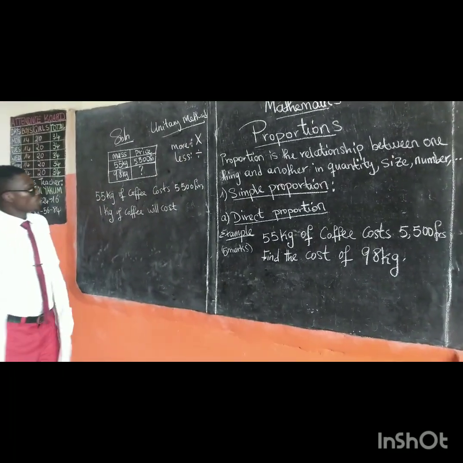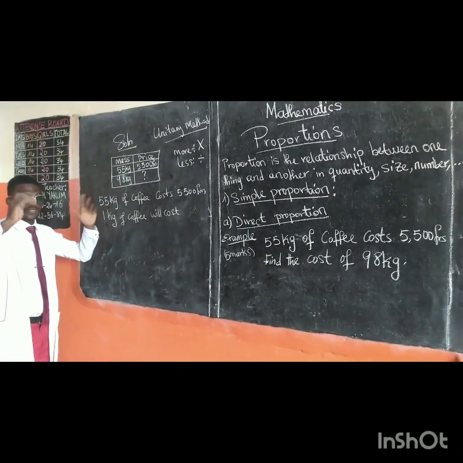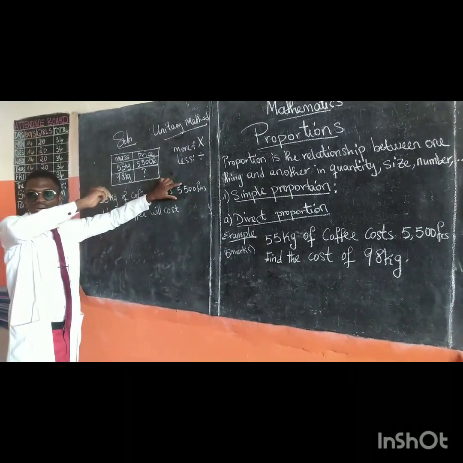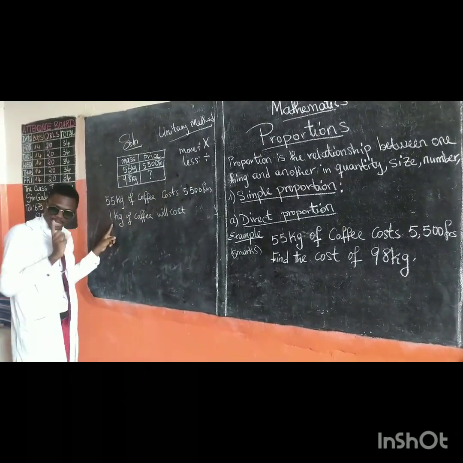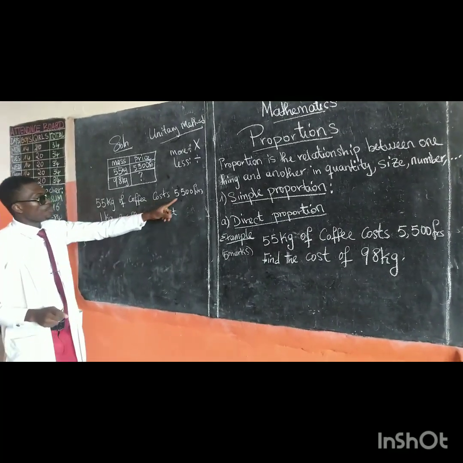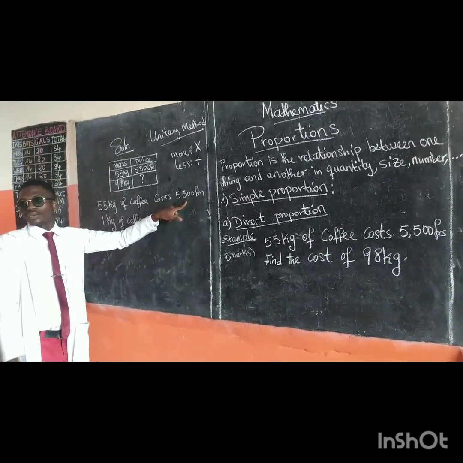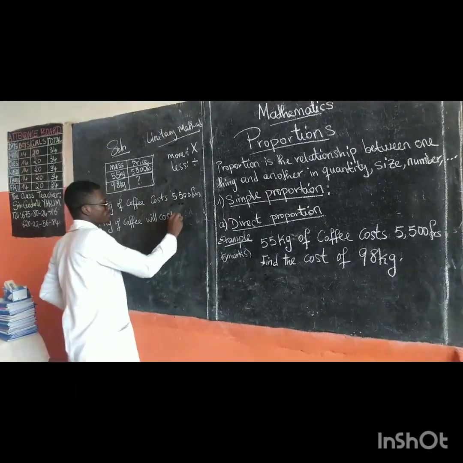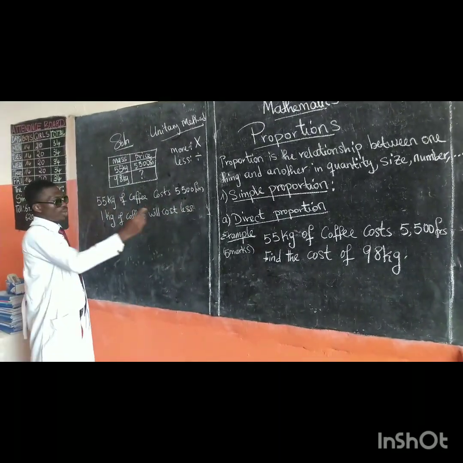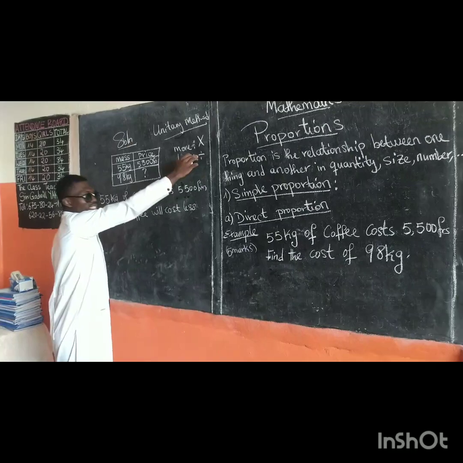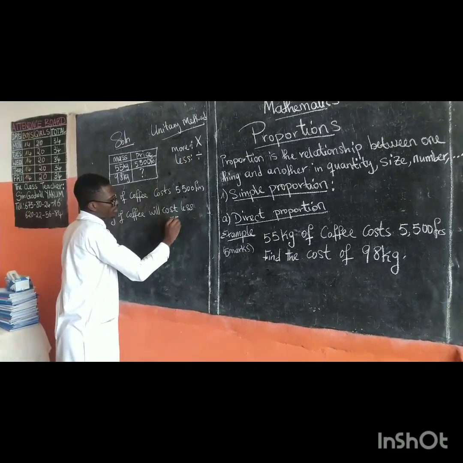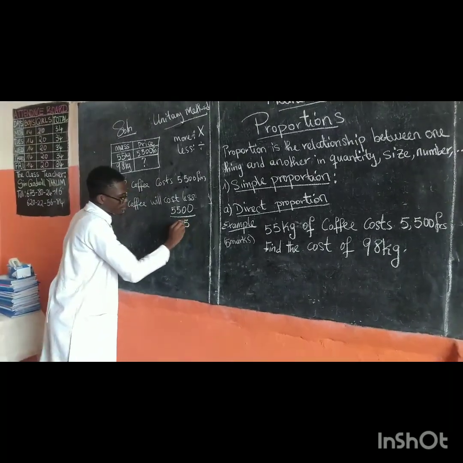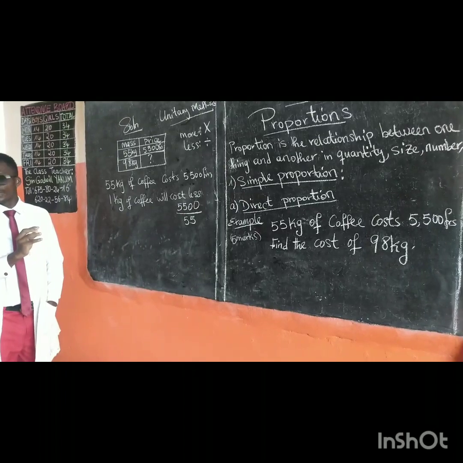Are we there? Yes, sir. So if 55 kilograms will cost 5,500, then just 1 kilogram, will it cost more than 5,500 or less than? It's going to cost less than. Less. So now, mathematically, less means division: 5,500 divided by 55. You leave it like this. Are you there? Yes, sir.